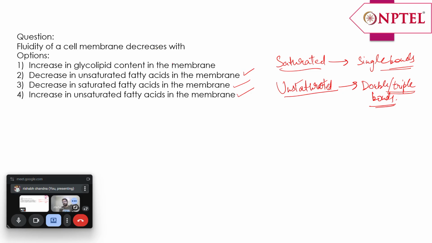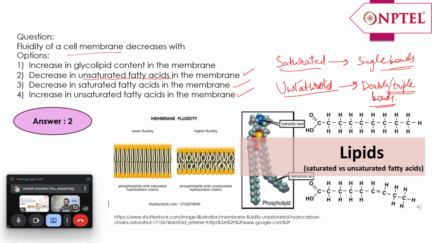In the case of fluidity, the fluidity of the cell membrane actually decreases when there is a decrease in the amount of unsaturated fatty acids. So here the correct answer is option 2. And how this happens: this is the saturated fatty acid that has single bonds in its chain between the carbons. And if there is any double or triple bond incorporated in between, then it is called an unsaturated fatty acid.